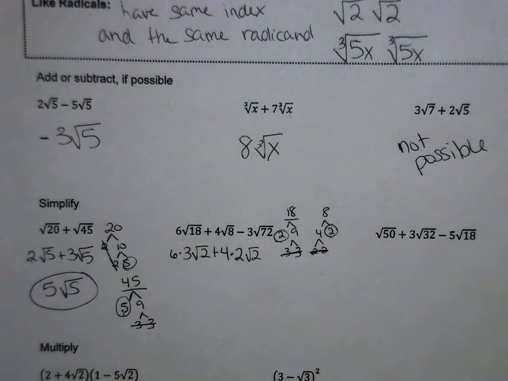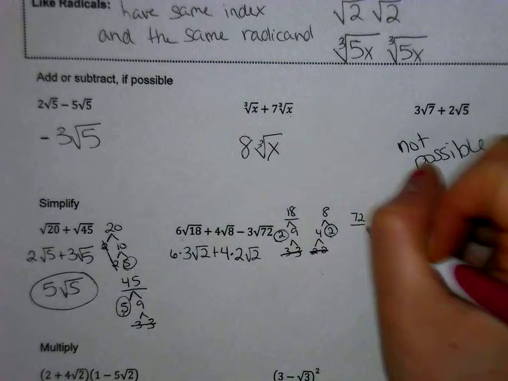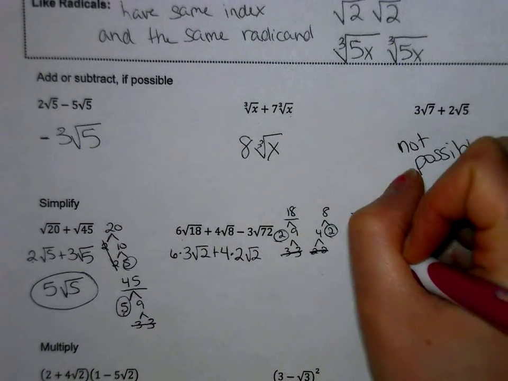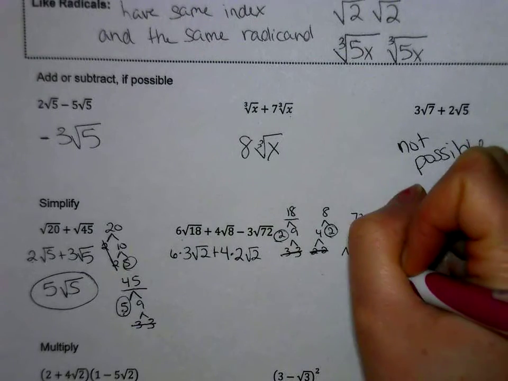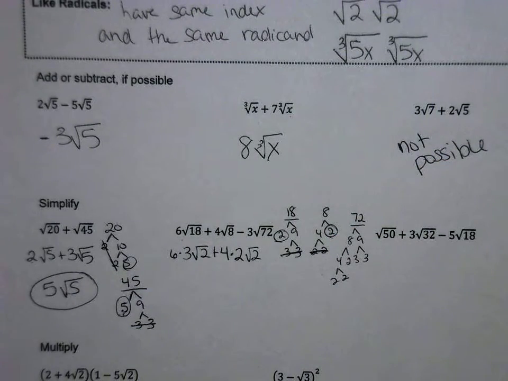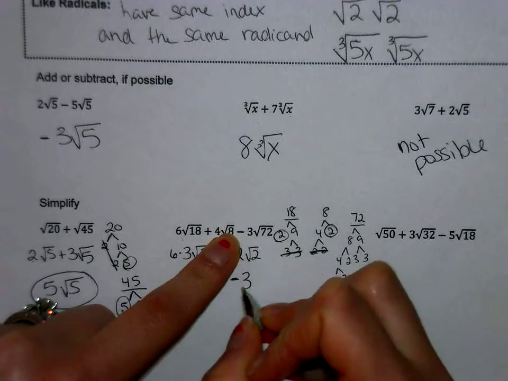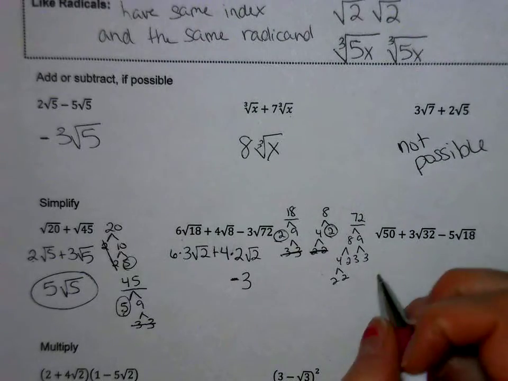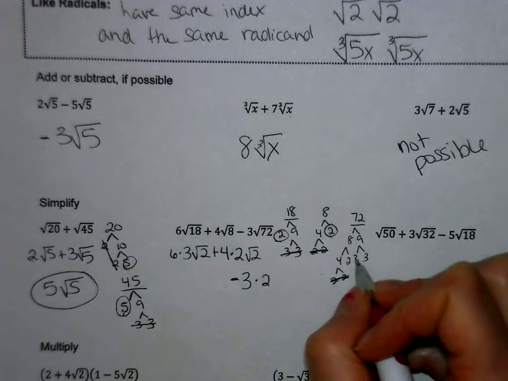And last one, 72. So 72 can turn into 8 and 9. 9 turns into 3 and 3. 8 is 4 and 2, and 4 turns into 2 and 2. Okay, I know I ran out of room, so I'm going to write my minus sign down here. We already have our 3. We want groups of 2. So we have one group of 2 that we can pull out, one group of 3, and we have a leftover 2.